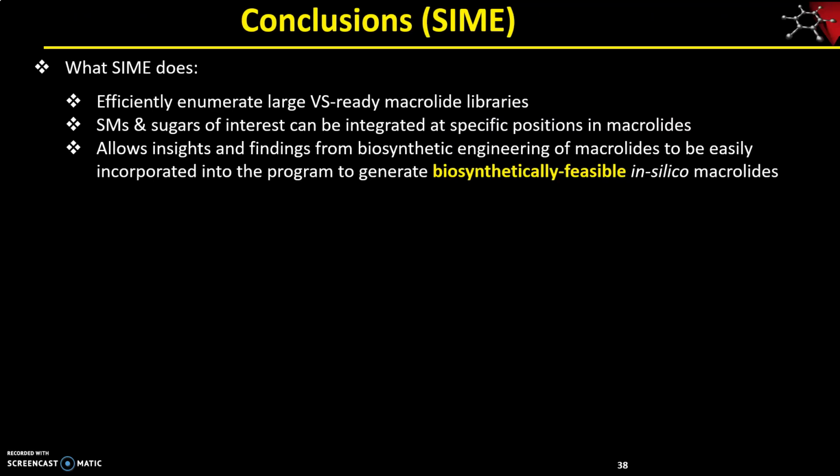So to conclude this second project, SIME, what it does is that it efficiently enumerates large VS-ready, virtual screening-ready macrolide libraries, and users can specify structural motifs and sugars of choice to integrate at very specific positions in macrolides. This is designed in a way that research findings from different fields can accumulate, and we try to leverage them to generate those very large novel libraries of macrolides to give a very high chance of biosynthetic feasibility.